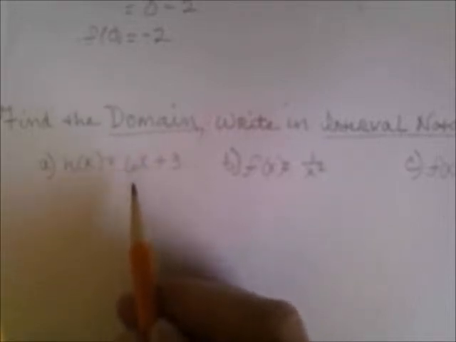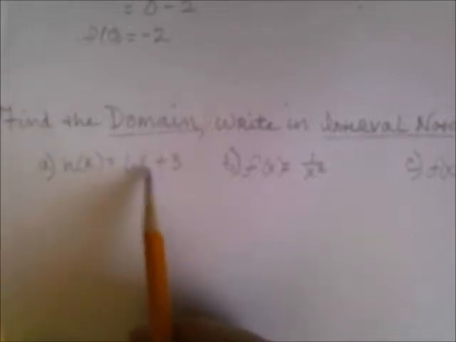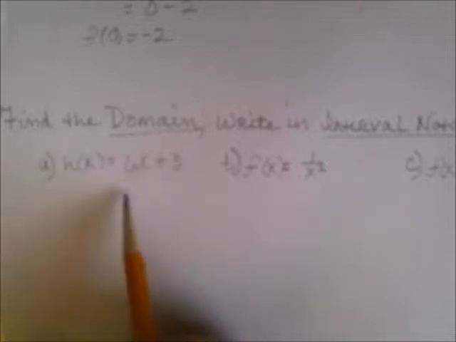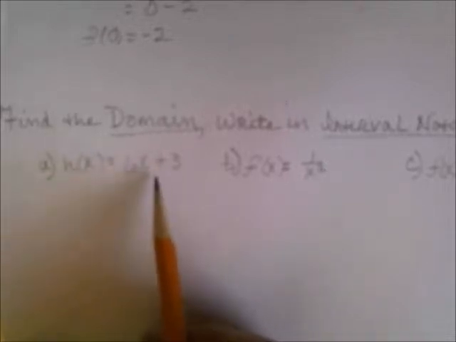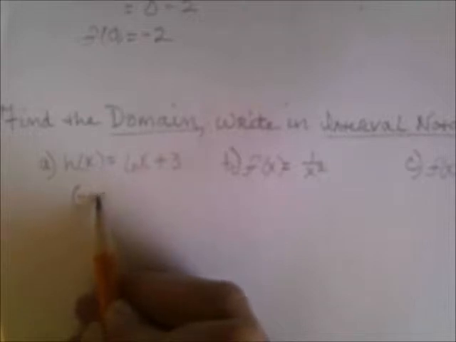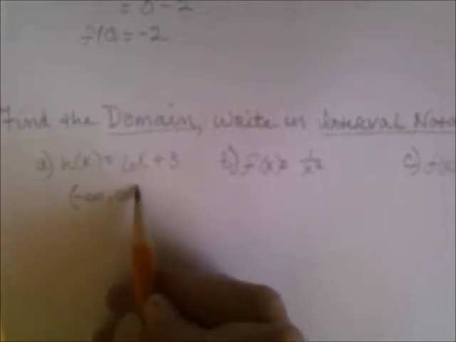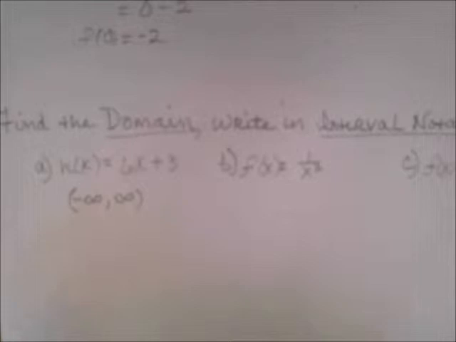and x can be equal to absolutely anything. If we chose 0, 6 times 0 is 0 plus 3. 0 plus 3 is 3. So we're fine there. So the domain is going to be, remember, writing in interval notation, the negative infinity, because it's all real numbers, right? So that's all of the real numbers from negative infinity through positive infinity. So there we have our interval notation.